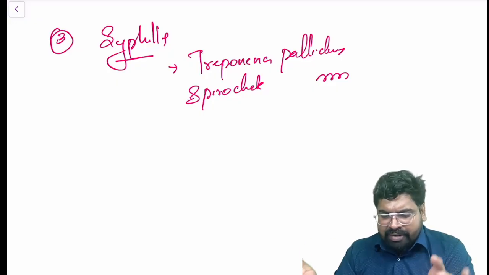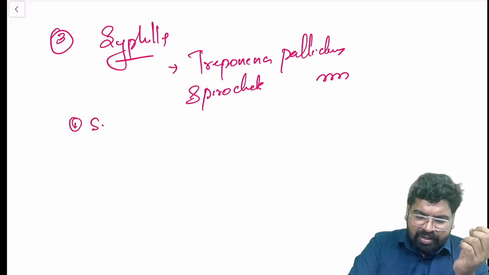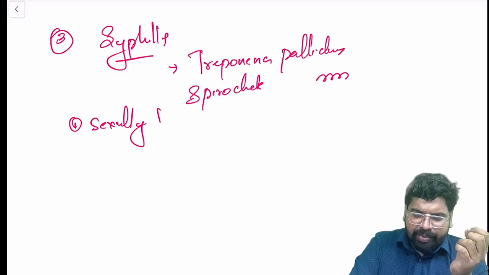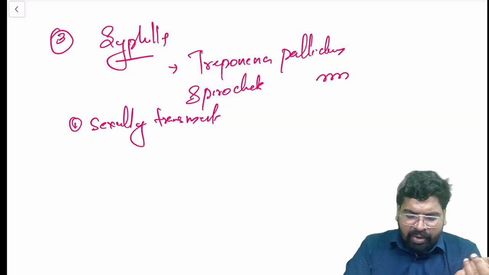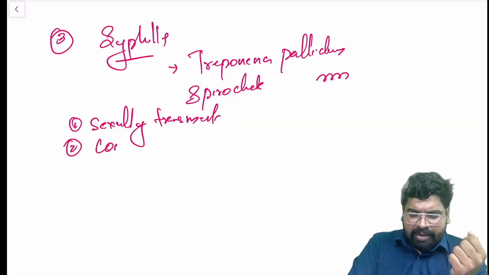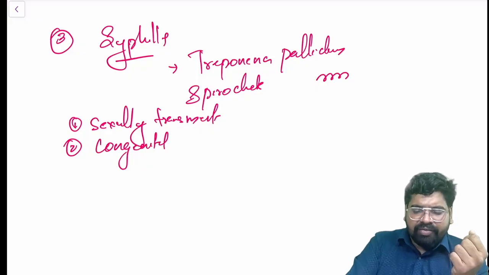Okay, so there is sexual transmission. Syphilis is a sexually transmitted disease, meaning it spreads during unprotected sexual contact. Okay, the second one is congenital. There is congenital syphilis also.